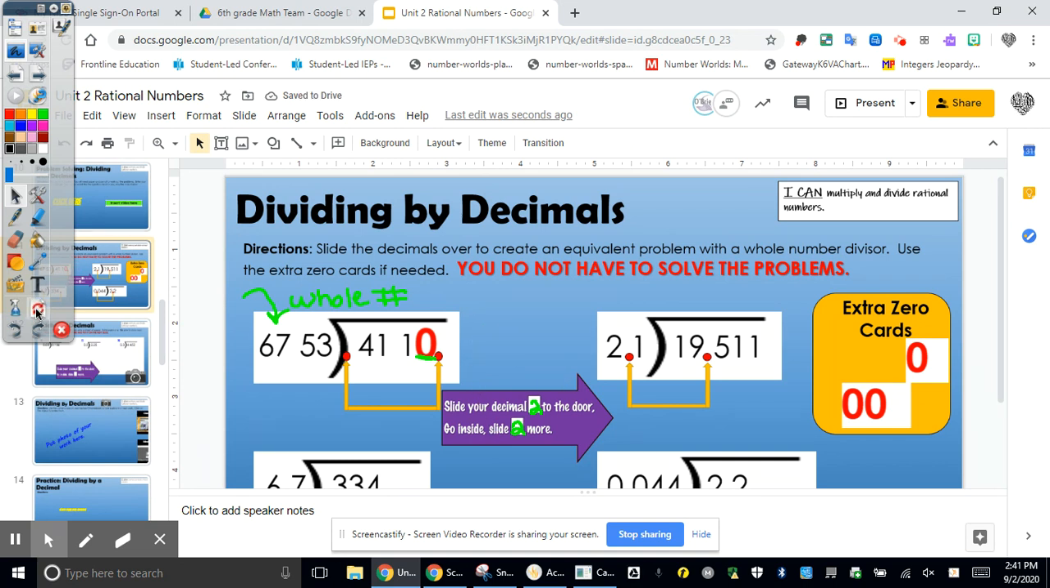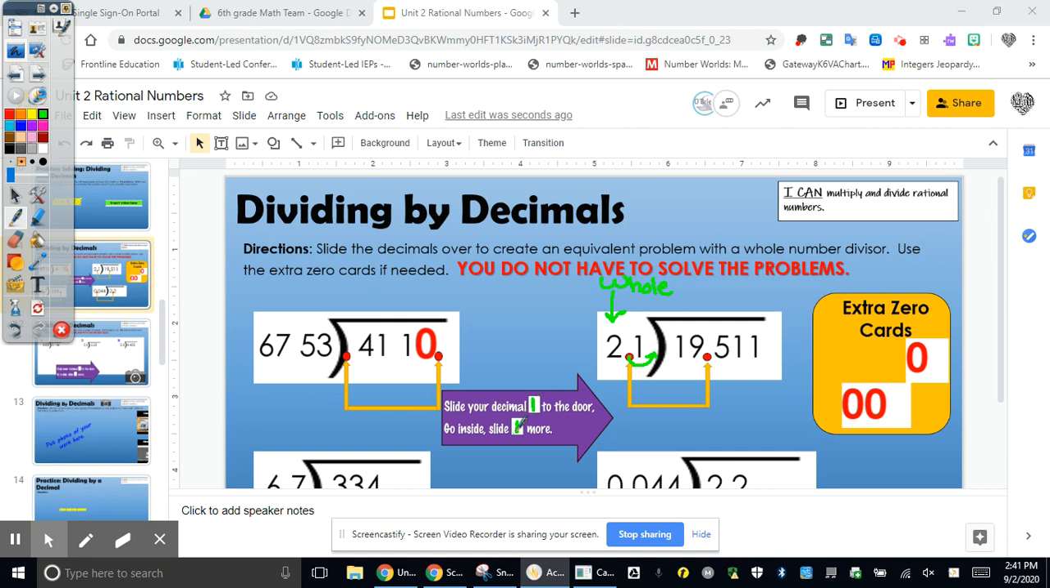Alright, let's try another one here. Let's look at this one. We need to make our divisor a whole number. So we need to make this outside number a whole number here. So we need to ask ourselves, how many times are we going to slide this decimal to the door? So we need to slide our decimal, this time, only 1 time to the door. So I'm going to fill in a 1 here. So that means we're going to go inside and we're going to slide 1 more.